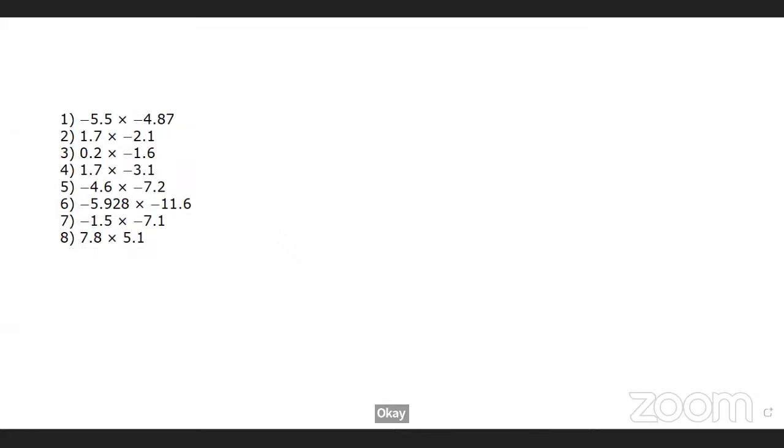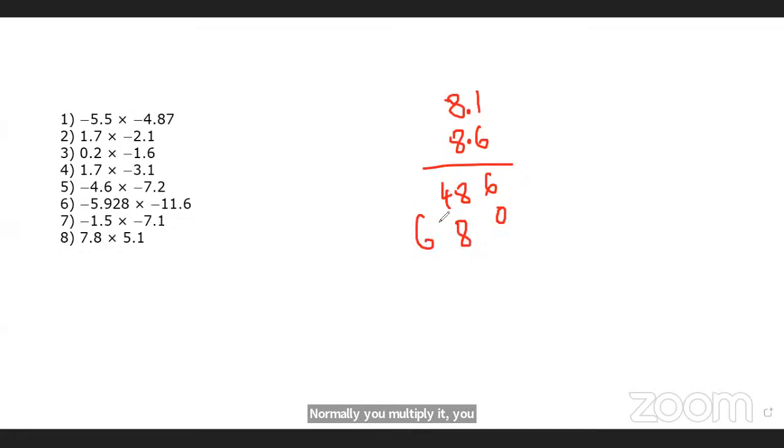Fine. I'm just solving and showing you only one question. Let me take 8.1 times 8.6. I'm taking up an easy question. 8.1 times 8.6. So what I do when I multiply, forget about the decimal points. Normally you multiply it, you write it, then let's look at the rest. Okay, 6. So 8 and 8, 16. So 4, 4, 8, and this is 9 and 6.